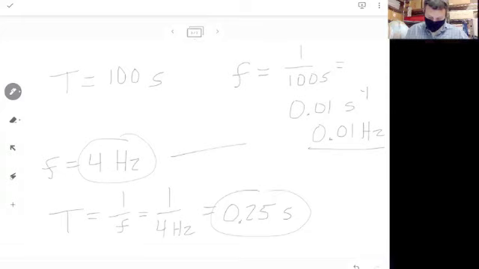All right, so if I have a full second and I divide it into 4 times, if something happens 4 times in a second, how much time is between each one? We're going to get 0.25 seconds. So if you divide up a second into quarters, you'll get a quarter of a second. So that should make sense. Let's do some practice problems then.